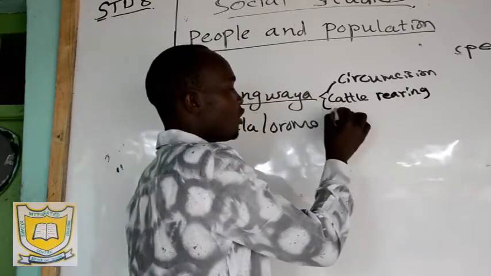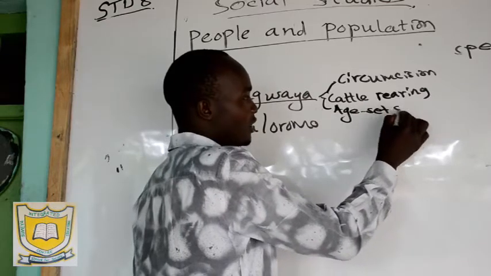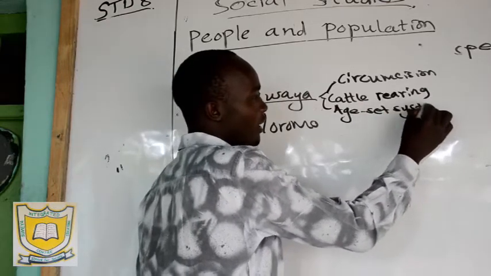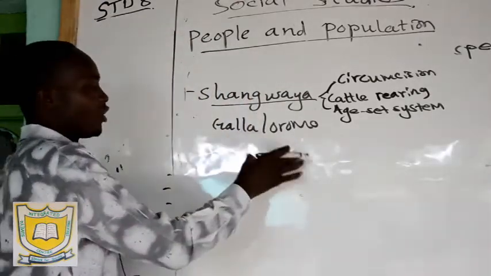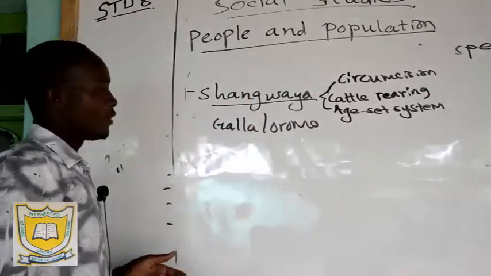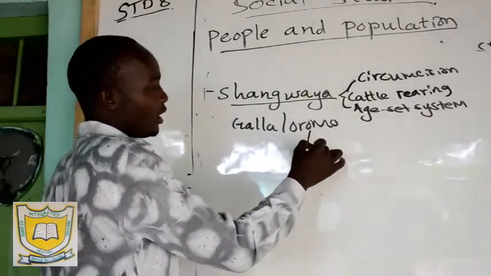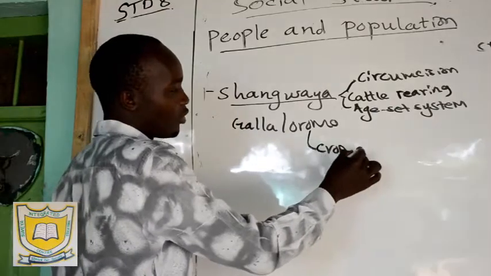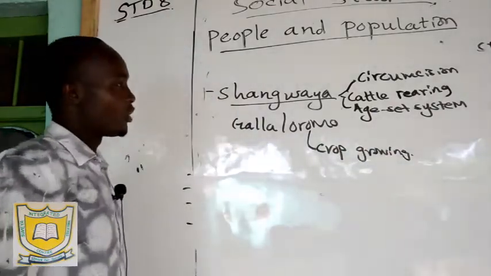Then also we have what you call the age-set system, which was also acquired by the Bantu from the Kushites. On the other hand, the Gala or Oromo, or the other communities that form up the Kushites, also acquired crop growing from the Bantus. So that's what we are talking about.